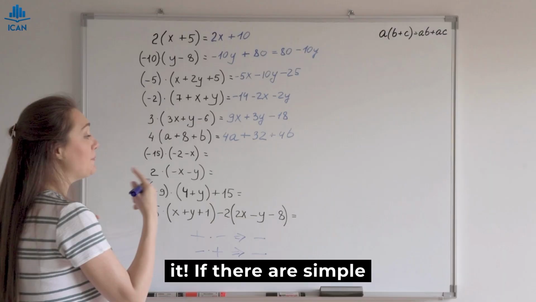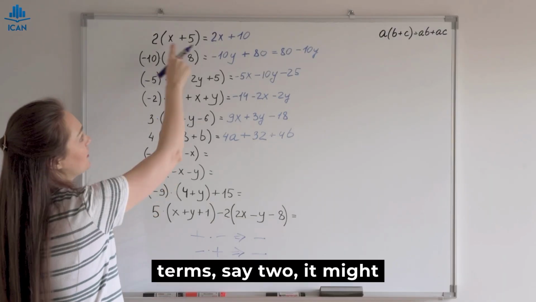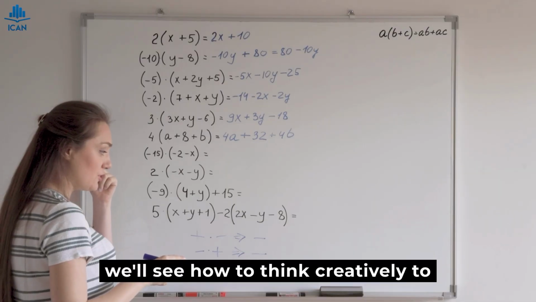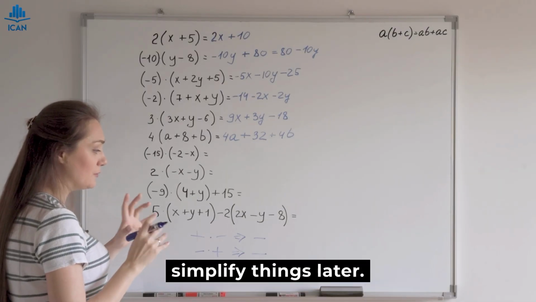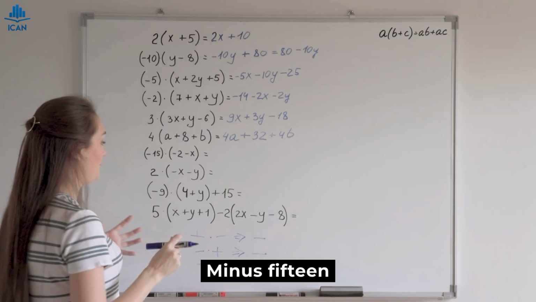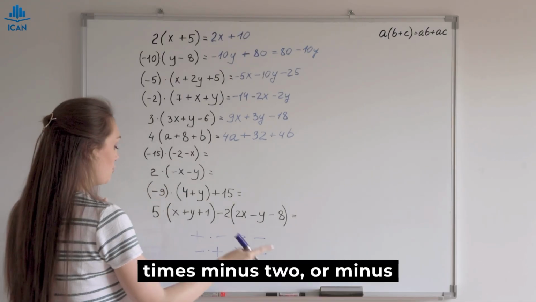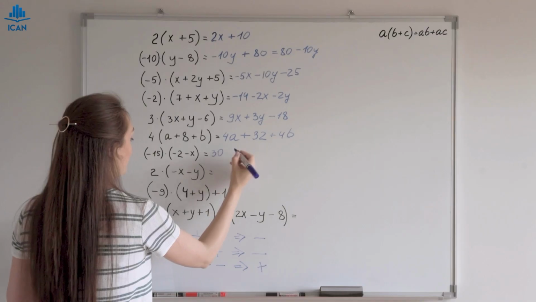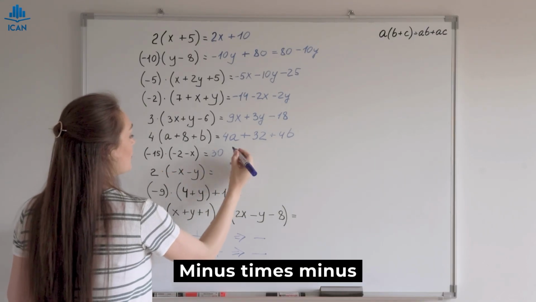That's it. If there are simple terms, say 2, it might be a bit more complex. Now we'll see how to think creatively to simplify things later. Minus 15 times minus 2 or minus times minus, what's that give? Plus 30. Minus times minus also gives a plus.